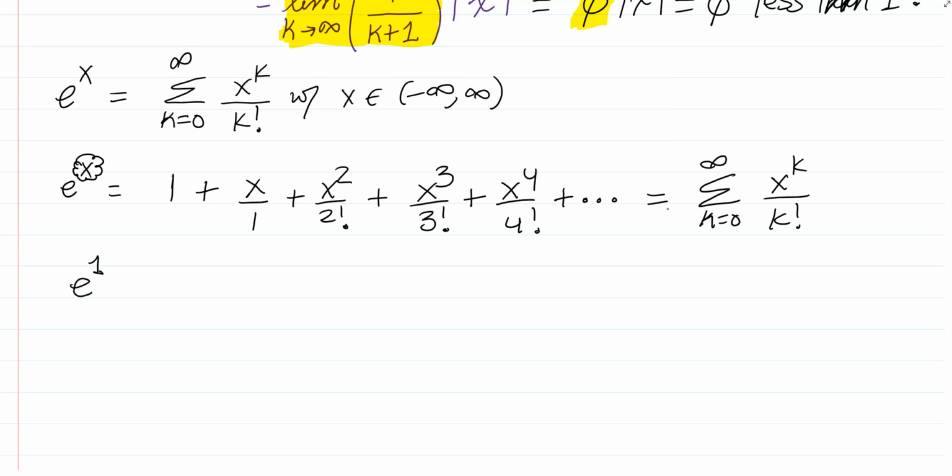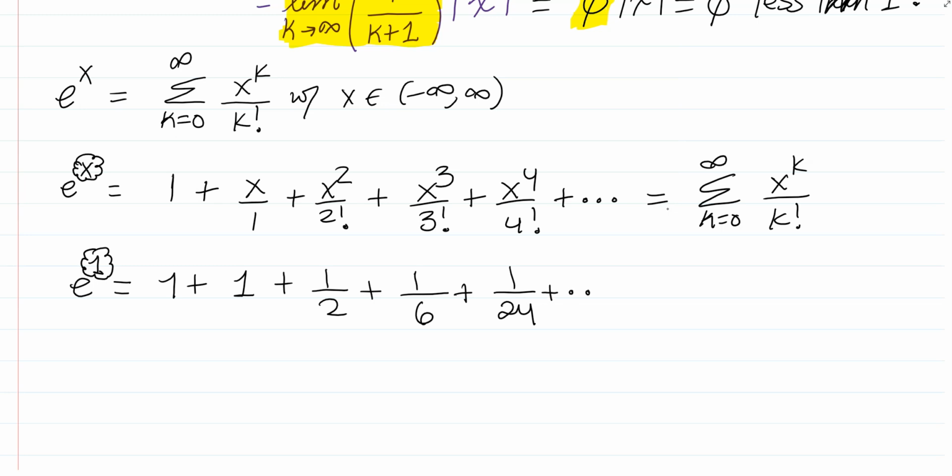So e is e to the first power, right? So e is going to equal, wherever I see x, I will put in 1. So that would be 1 plus 1 over 1, which would be 1, plus 1 over 2, plus 1 over 3 factorial, which is 6, plus 1 over 24, and so on. And really, that is the series going from 0 to infinity of 1 over k factorial.